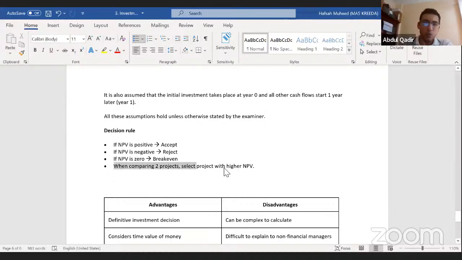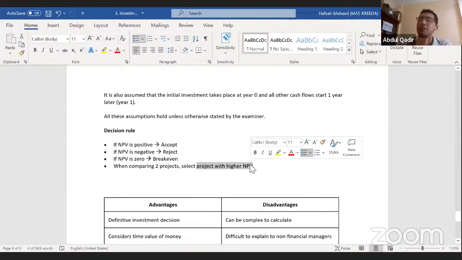When comparing two projects, always select the project with a higher NPV. Project A's NPV is 500,000, project B's NPV is 700,000. Go and select project B. It's giving you a higher surplus, a better cash flow, right? So yes, that brings us to the end of the topic.